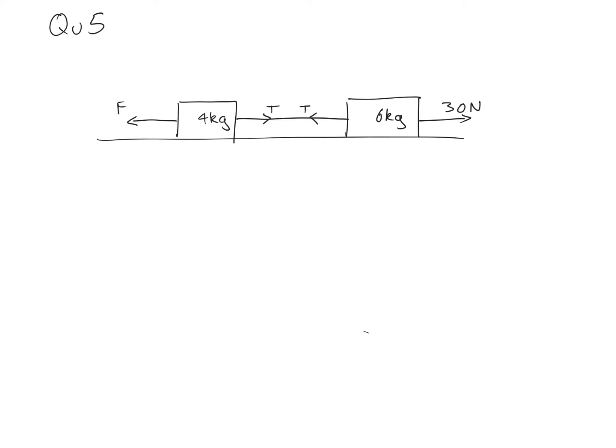Okay, so the magnitude is not telling you which direction. So I'm going to assume that if this is my positive direction, a equals plus 2. So we've then got, in the positive direction, 30.